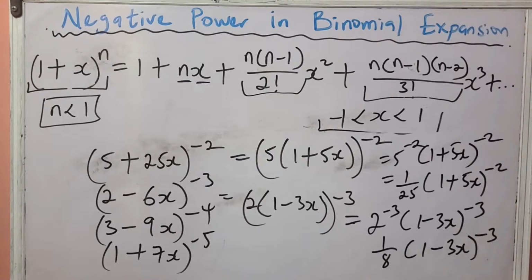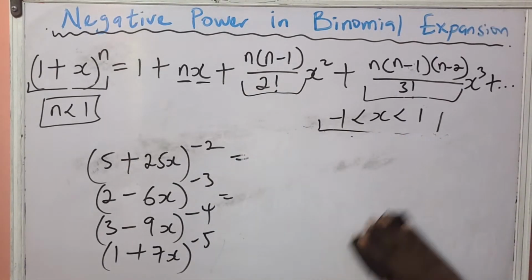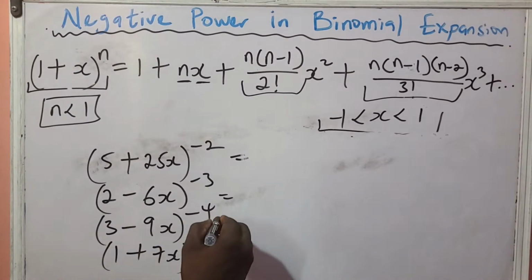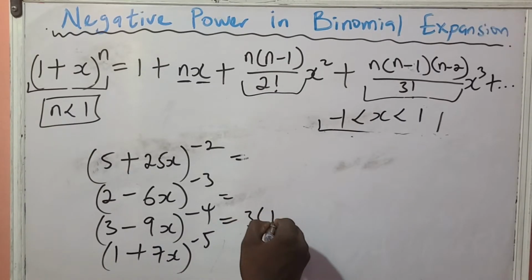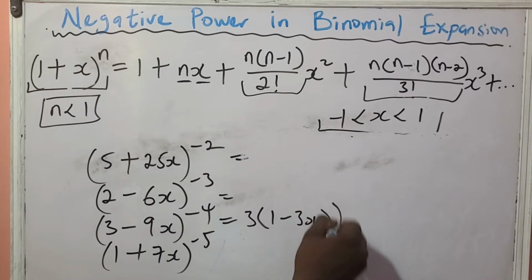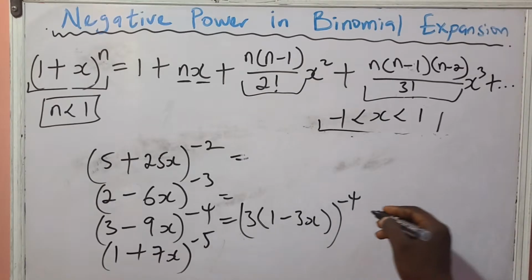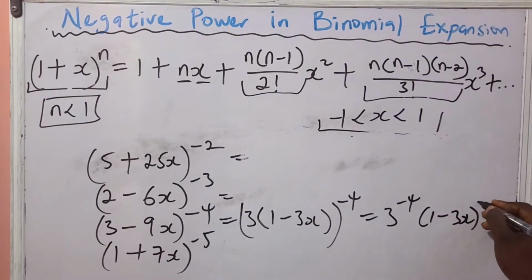Okay, so that is us. We've been able to solve 2 out of 3. Okay, that's good. Let's solve the third one there. That's this. Of course, I bring out 3. Then I have 1 minus 3x. Now everything must raise to the power minus 4. Everything. Always note that. So this will be 3 raised to the power minus 4, then 1 minus 3x raised to the power minus 4.